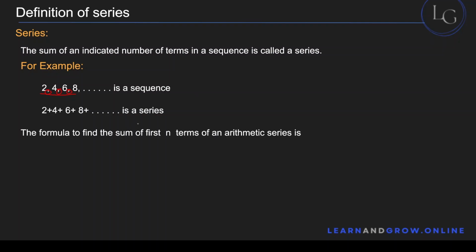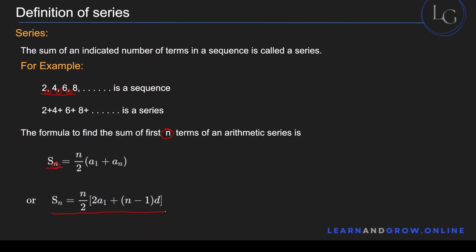So the formula to find the sum of the first n terms of an arithmetic series is basically this. Sn is the sum of the first n terms of an arithmetic series. And the formula is n over 2. So the n is the term number. So n over 2 into a1, which is the first term, plus an, which is the last term. And this is another way to write it.